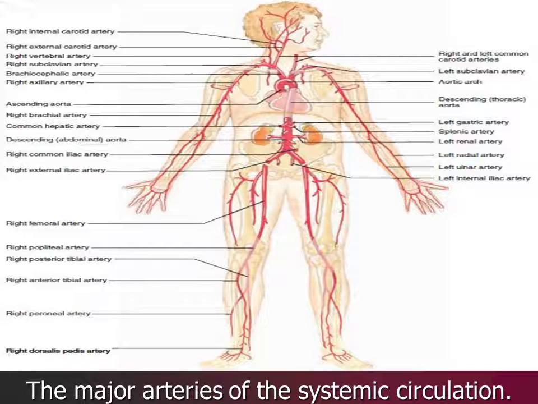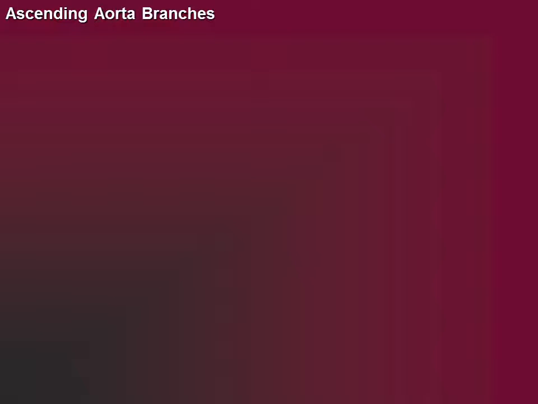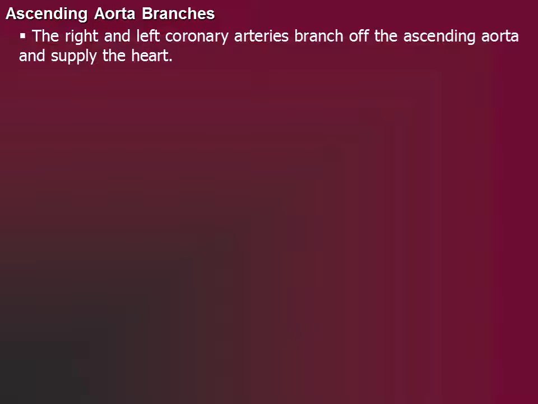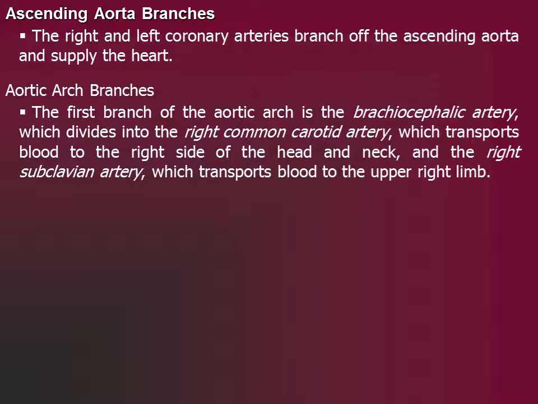These are the major arteries of the systemic circulation. The ascending aorta branches: the right and left coronary arteries branch off the ascending aorta and supply the heart. Aortic arch branches: the first branch of the aortic arch is the brachiocephalic artery, which divides into the right common carotid artery, which transports blood to the right side of the head and neck, and the right subclavian artery, which transports blood to the upper right limb.